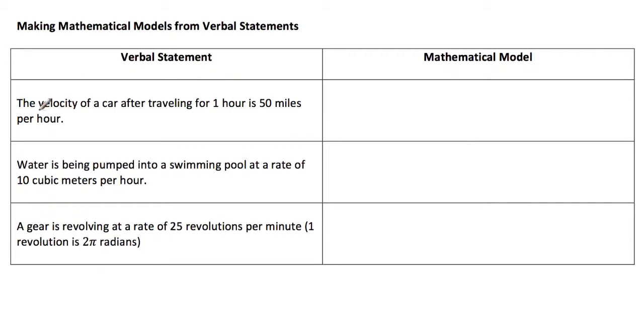If you read this first statement, the velocity of a car after traveling for 1 hour is 50 miles per hour. So we're dealing with velocity, which involves distance and time. So I'm going to start off by just assigning some variables here. Let's call x the distance, and the unit of measure here is miles. So I'll just put that in parentheses that that's our unit. And then t is time.